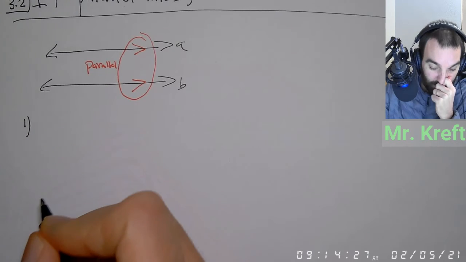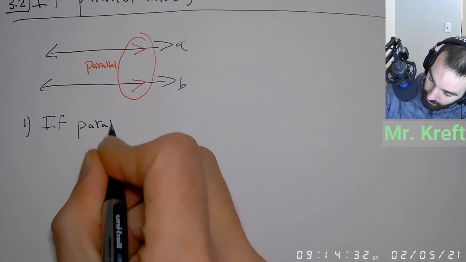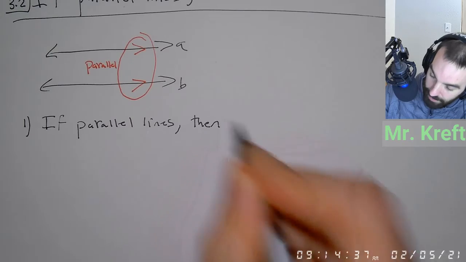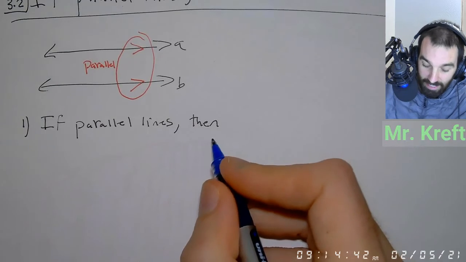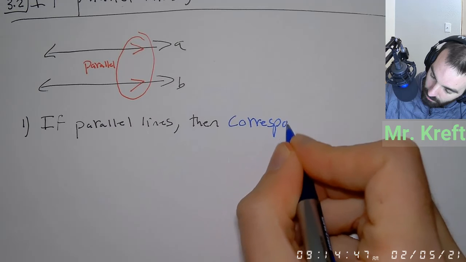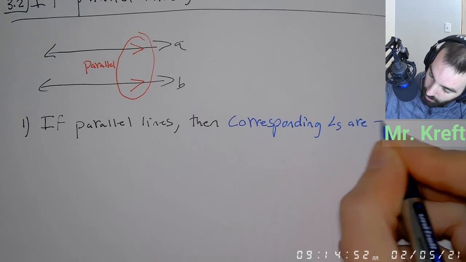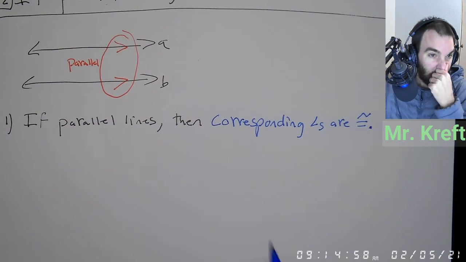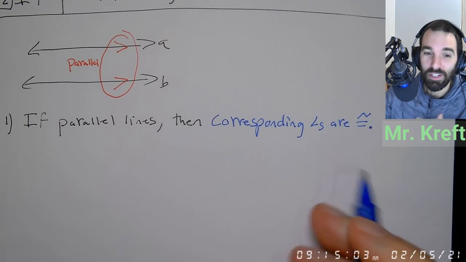So we're going to do two at a time here. There's four. So the first one, we're going to say if parallel lines, then, and I'm going to write that in black because that's kind of our script, right? So if parallel, then, and then I'm going to say corresponding angles are congruent. Sorry, I have to use shorthand a little bit, and I'll teach you guys more shorthand as we get going. But this is if parallel lines, then corresponding angles are congruent.